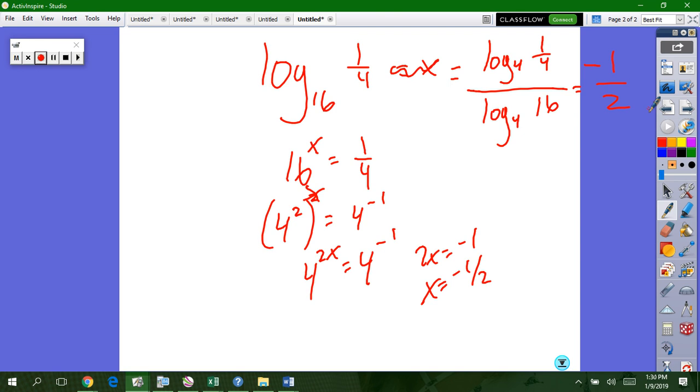Because remember, 4 to what power is 4? 1. But because it's downstairs, -1. Because remember, anything with a negative exponent jumps the line.